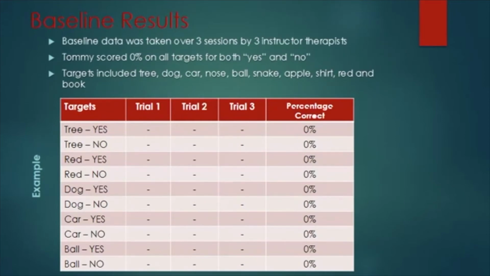Baseline data was taken over 3 sessions by 2 instructor therapists. Tommy was unsuccessful in answering yes or no correctly for all targets on all 3 trials. An example of some of the known targets used in baseline are tree, red, dog, car, and ball.